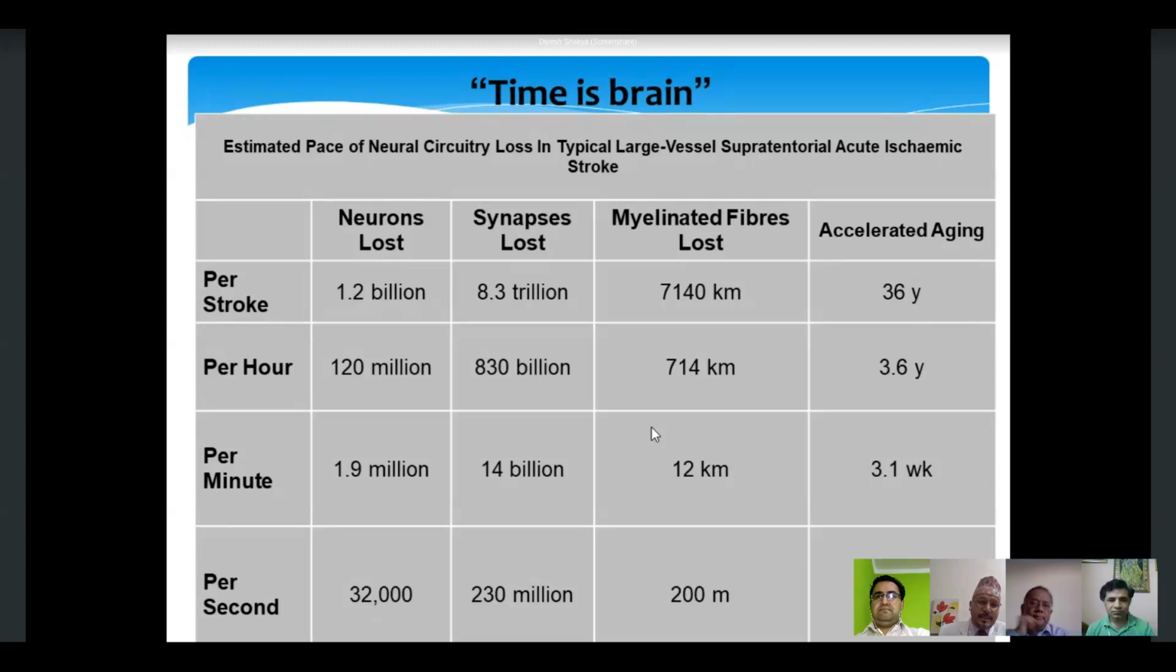In this chart, we can see that per stroke, a person is going to lose more than 1.2 billion neurons, and more than 7,000 myelinated fibers are lost. And the age is accelerated by 36 years. Talking about per second, the patient is going to lose more than 32,000 neurons, more than 230 million synapses, more than 200 meters of myelinated fibers, and the patient's age accelerates by 8.7 hours per second. So we can see the burden of the disease according to the time. Time is very important for the treatment of the stroke patient.